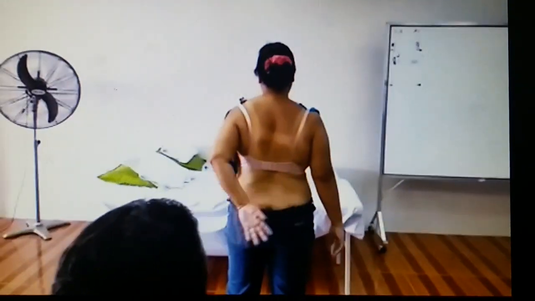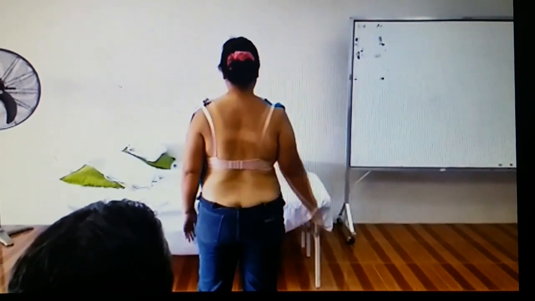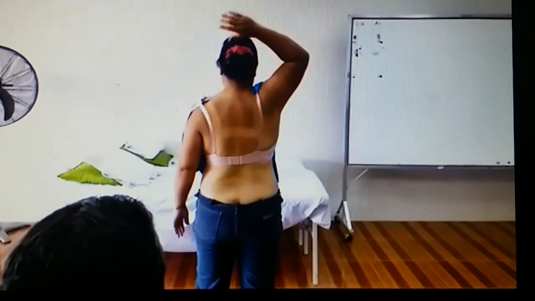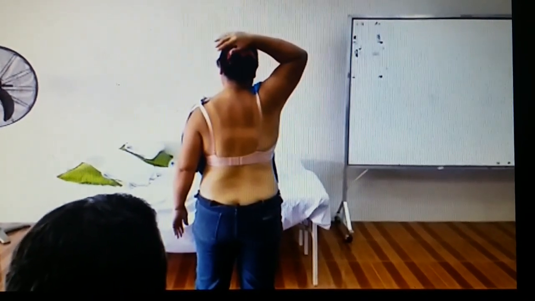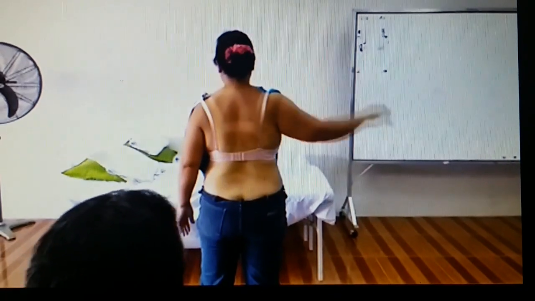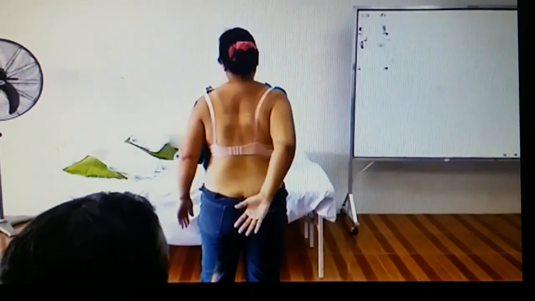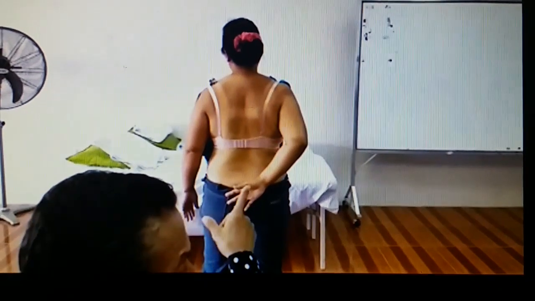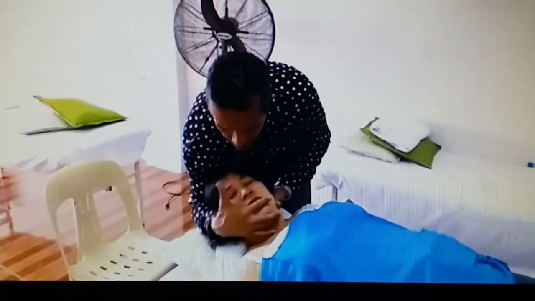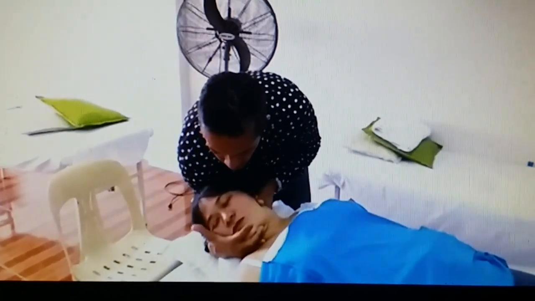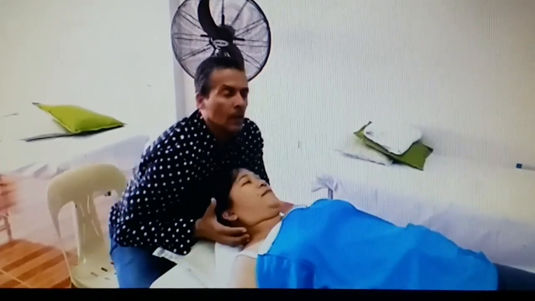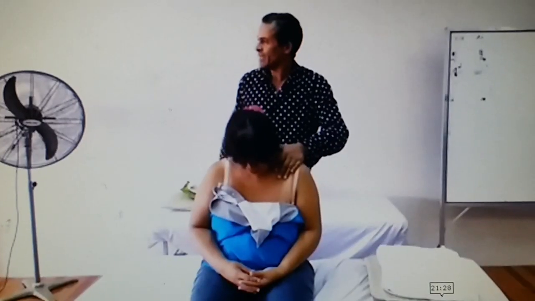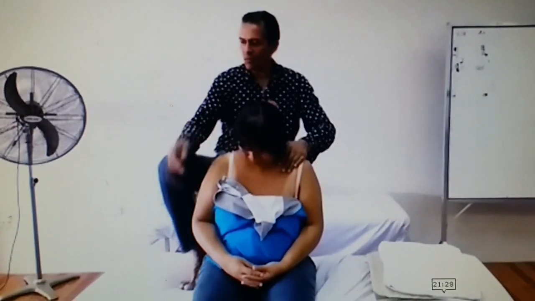Okay, release. Now do the same with the right hand. Put your hand on your head. Now put your hand in your back. You see that one? The internal rotation of the shoulder is limited. Again, alignment in the ABT.